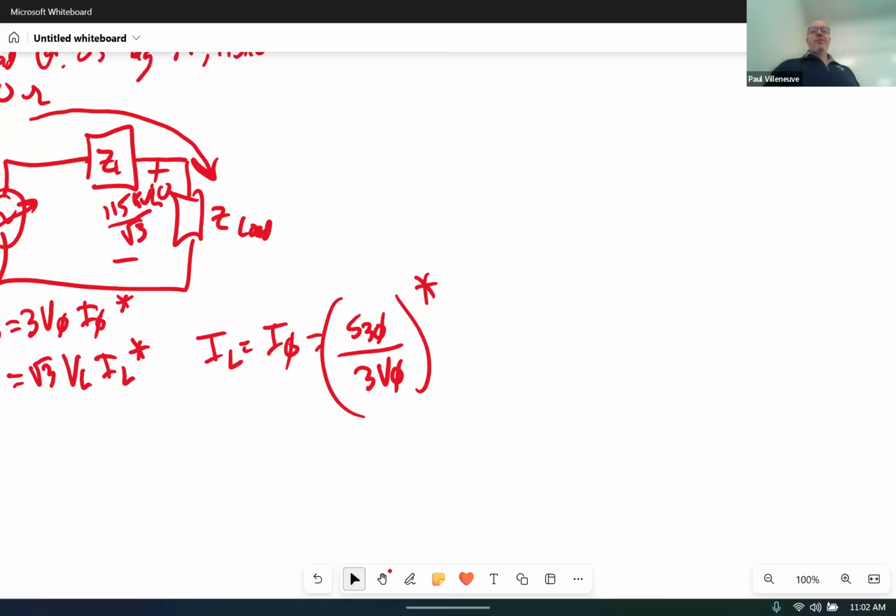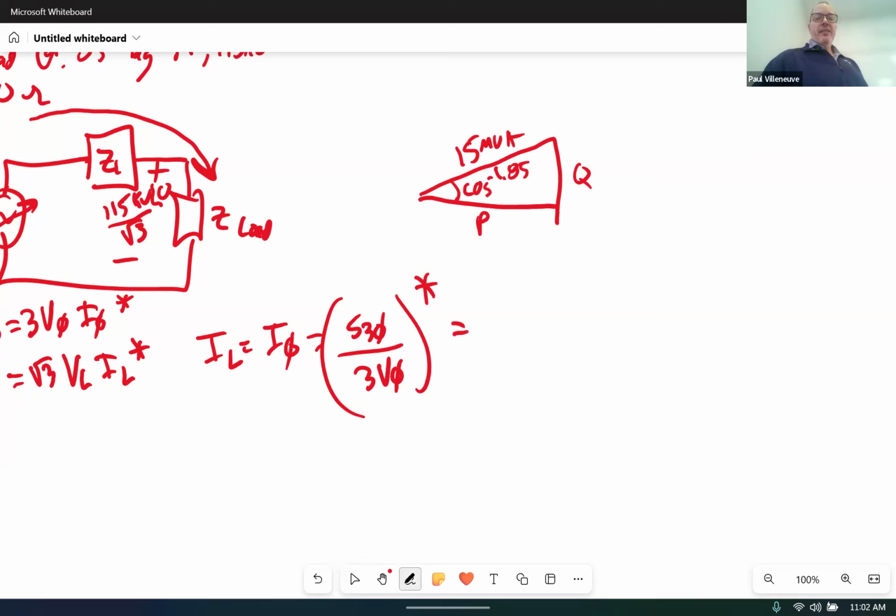How do I solve for S 3-phase? I draw a power triangle. This is 15 MVA. This is inverse cosine of 0.85. And this is P and Q. So with that power triangle, you should be able to get S 3-phase.